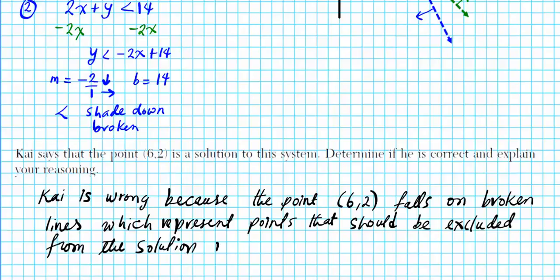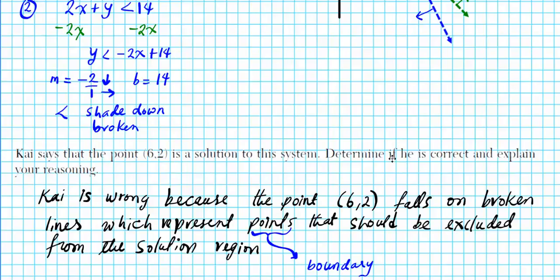To be specific, these are boundary points. Boundary points that should be excluded. So the boundary sometimes could be included, sometimes could be excluded. In order for the boundary to be included, that line must be solid. And when you have an intersection of a solid and a broken line, you have a scenario where it satisfies one, but it doesn't satisfy the other.